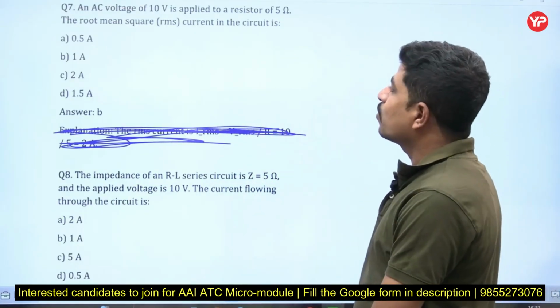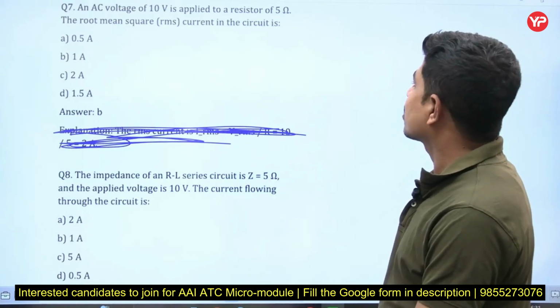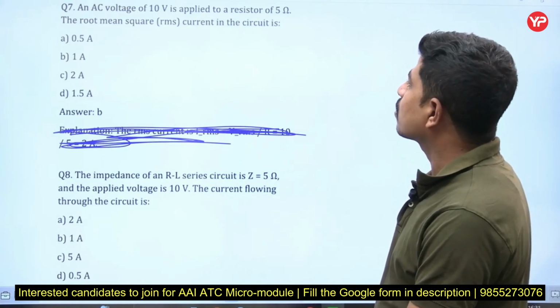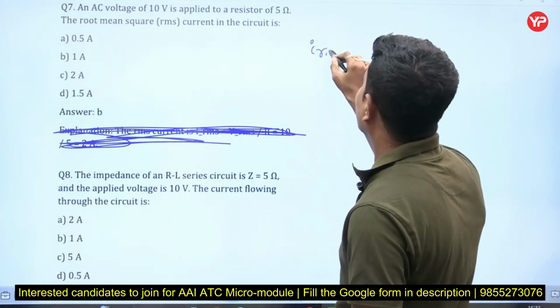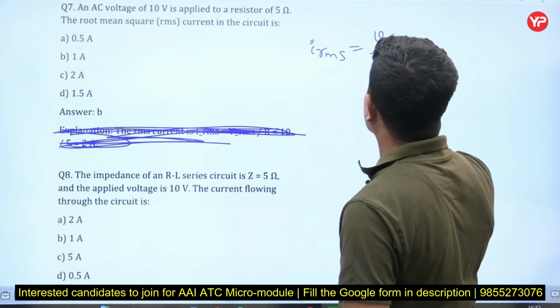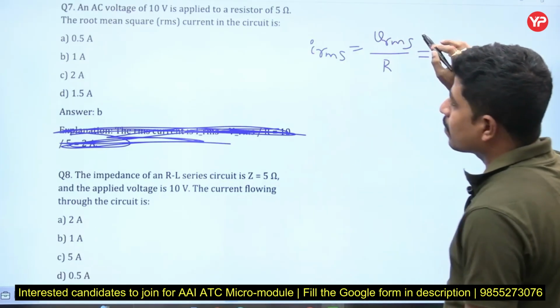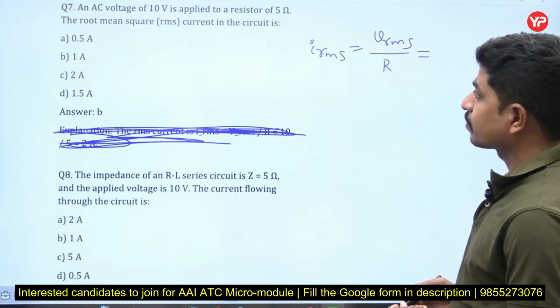In an AC circuit, a voltage of 10 volts is applied to a resistor of 5 ohms. The root mean square current in the circuit is, he's asking about I_RMS. So I_RMS is equal to V_RMS by resistance, that's all. What is V_RMS? Voltage of 10 volts is given.